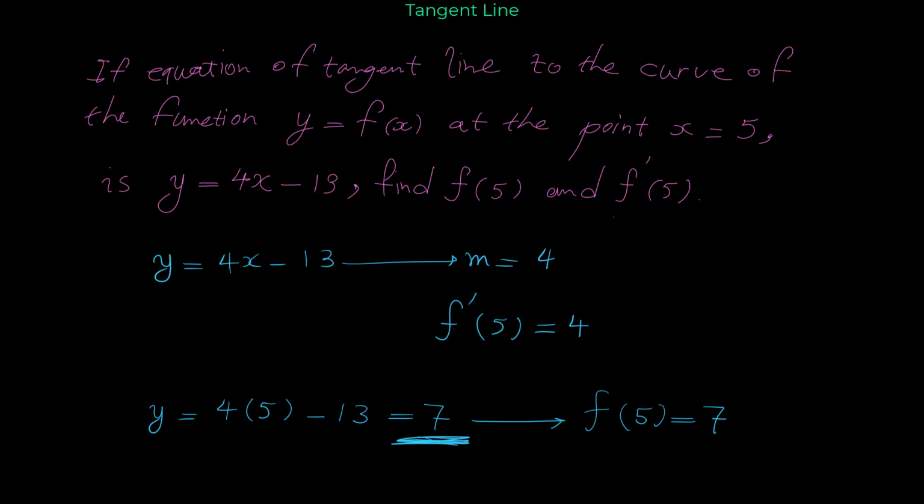So let's summarize this question and the lesson we learned from it. At the tangency point, the coordinate of the tangency point is common between the tangent line and the function. And also, at the tangency point, the slope of the curve and the slope of the tangent line are equal to each other.